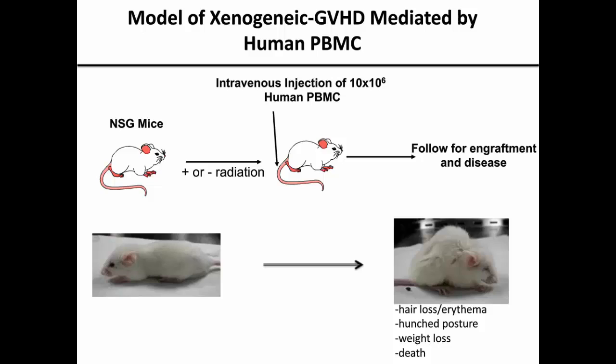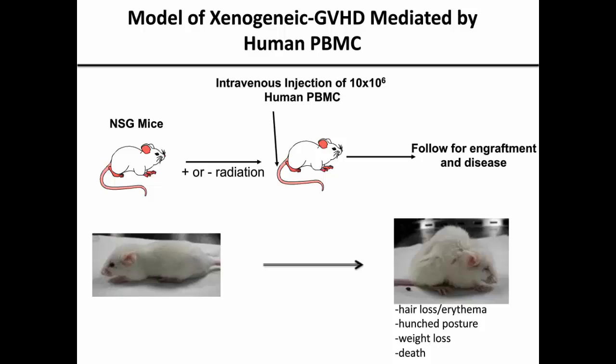And we standardly, for our research, do 10 million, but you can do more, and you can also do less and get fairly good engraftment. We then can follow these animals for engraftment and disease. And we start out with a nice, healthy mouse, but over time, as these mice develop a xenogeneic graft-versus-host disease, they become sick, as you can see on the right. And this is characterized by hair loss and erythema, hunched posture, weight loss, and ultimately death.